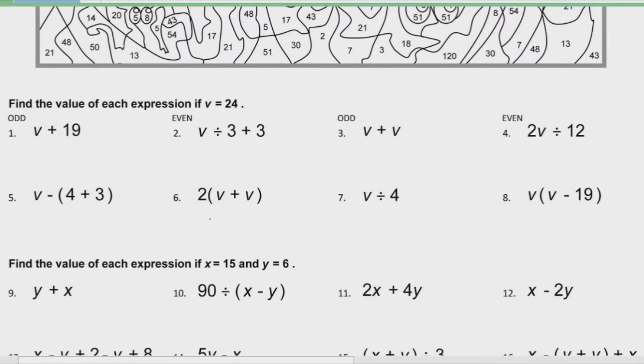Now, 6. Check it out. You've got 2 next to parentheses. Well, what do you think we do? Yep, you guessed it. It's just like problem number 4. See how you had a number next to a variable? Well, this time we have a number next to parentheses, which means multiplication. So you're going to change the v's to 24, and then you're going to solve it. Again, press pause. You try to solve 6, 7, and 8. When you're done, press play, and we will check your answers.